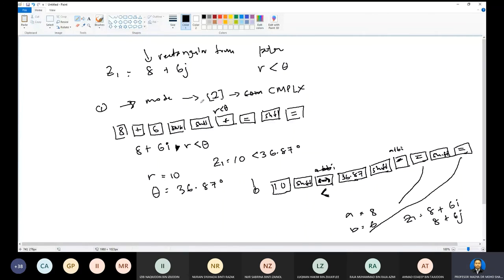If you have any questions, don't worry, you can ask me in the group or WhatsApp me personally. If we have time, I will explain. This is an example, because maybe you have forgotten how to convert from rectangular to polar or polar to rectangular, which is used in the topic of AC.